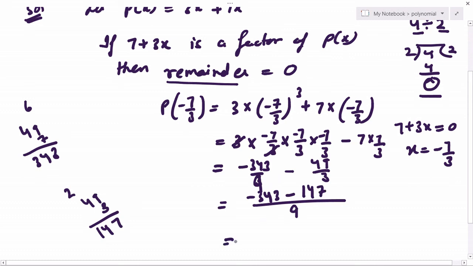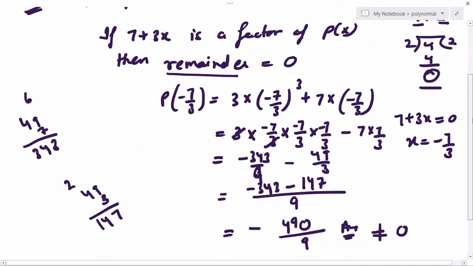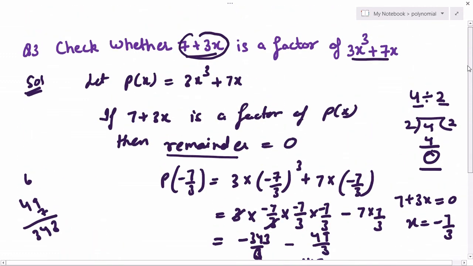Both are negative numbers, so you can add them. So the answer would be negative. 7 plus 3 is 10, 0, 1, 4 4 8 or 1 9, and this is minus 490 upon 9, and this is your answer. Now since the remainder is not equal to 0, you are not getting the remainder 0. So if the remainder is equal to 0, then only you can say that this polynomial is a factor of the given polynomial. But here you can see the remainder you are not getting is 0.